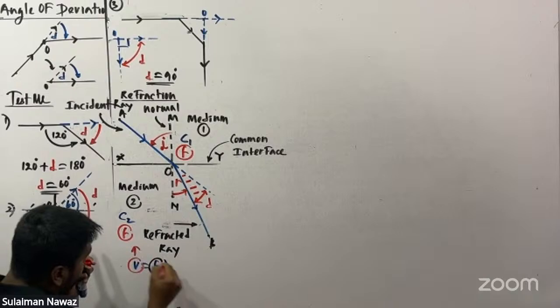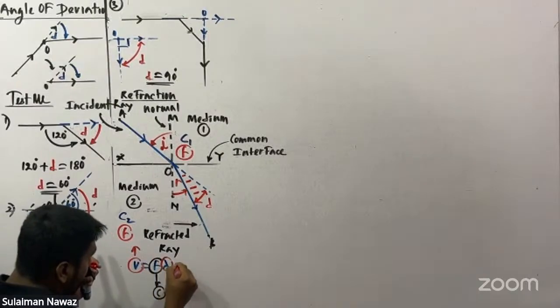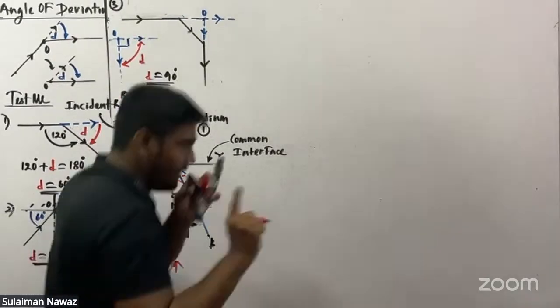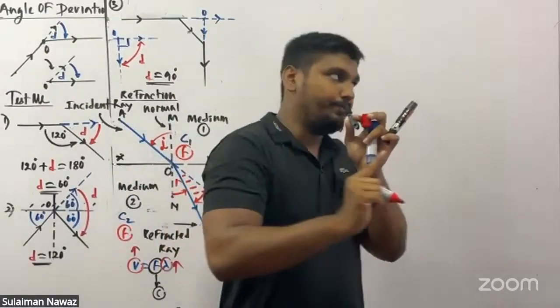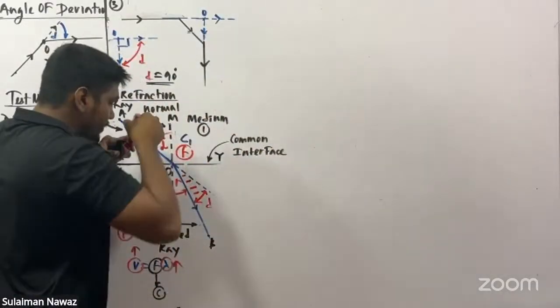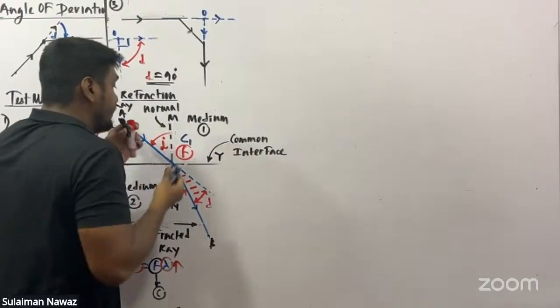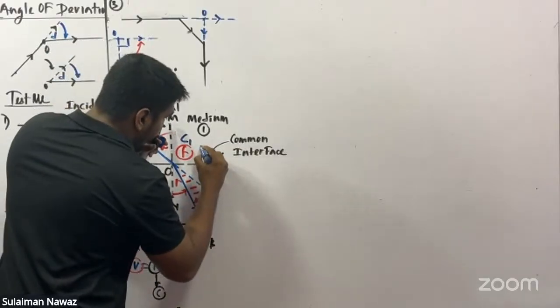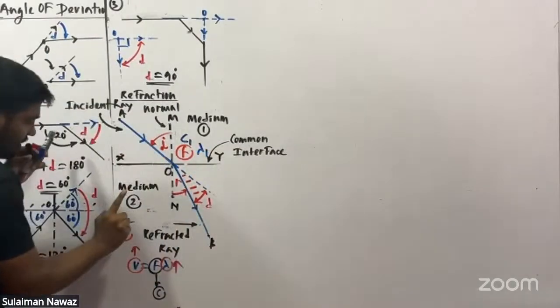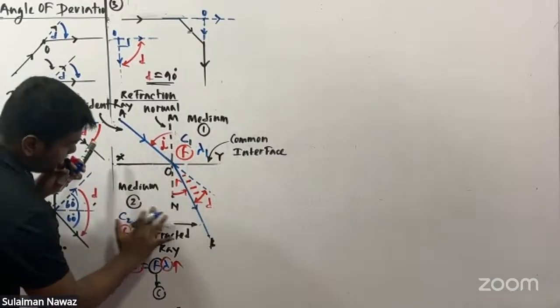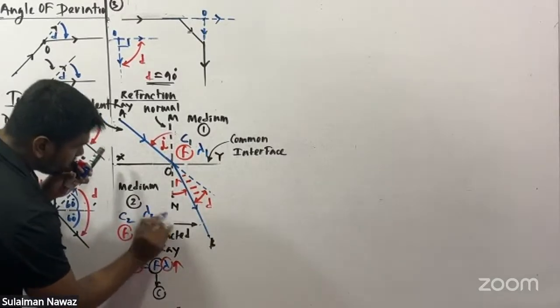That idea, during refraction, remember. Now speed and wavelength both change. Speed of light in medium 1 is C1, corresponding wavelength lambda 1. Speed of light ray in medium 2 is C2, corresponding wavelength lambda 2.